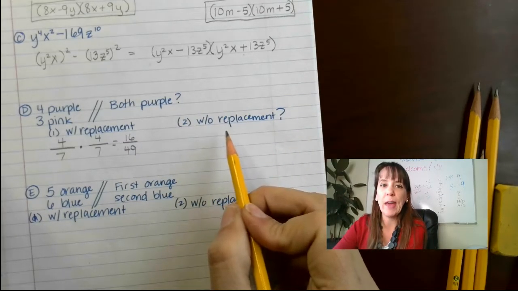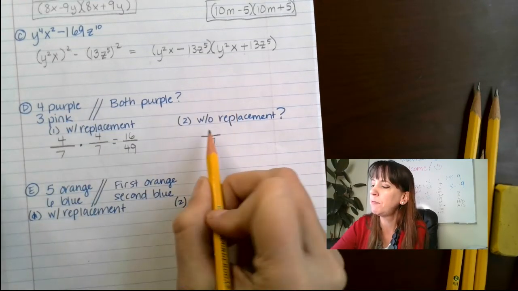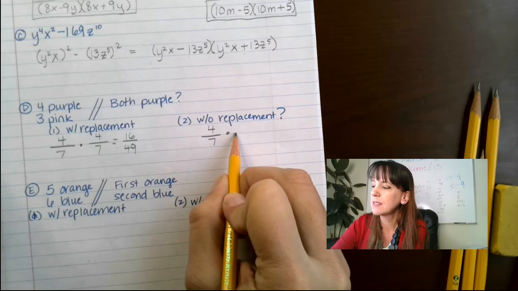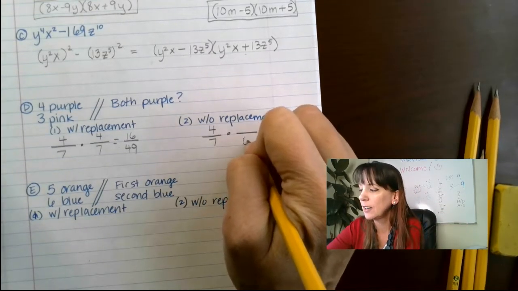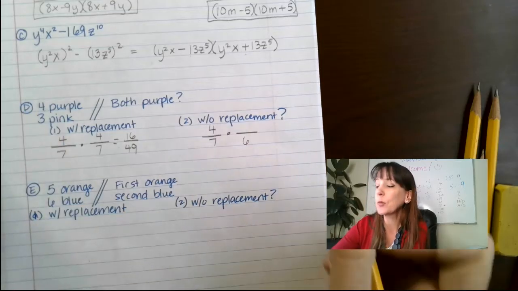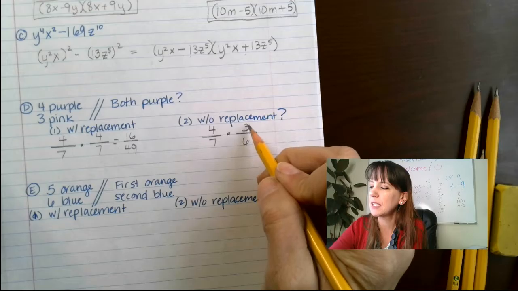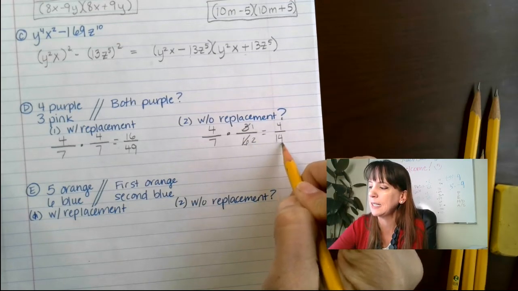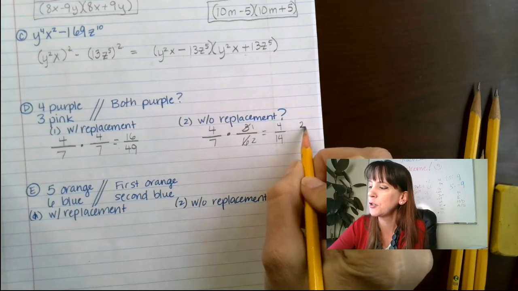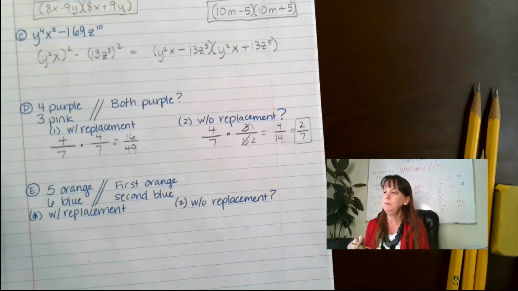Okay, so then without replacement, this would be 7, and we want to do purple, which is 4, times, now we have taken out that purple one, which means we only have 6 here, and the purple, there's only 3 of them now. I'm going to reduce this down to 1/2, and that would give me 4 over 14, which again I can reduce and get 2 over 7. Let me make sure I did that right. Looks like both purple. Good.